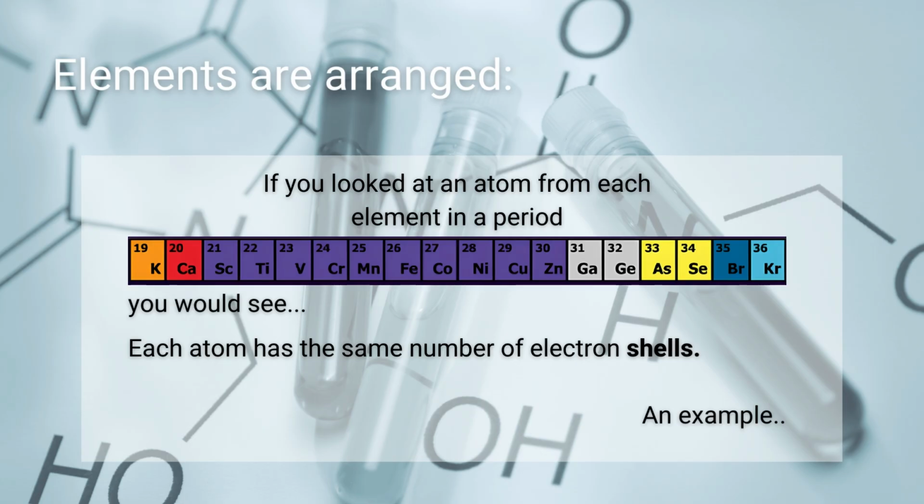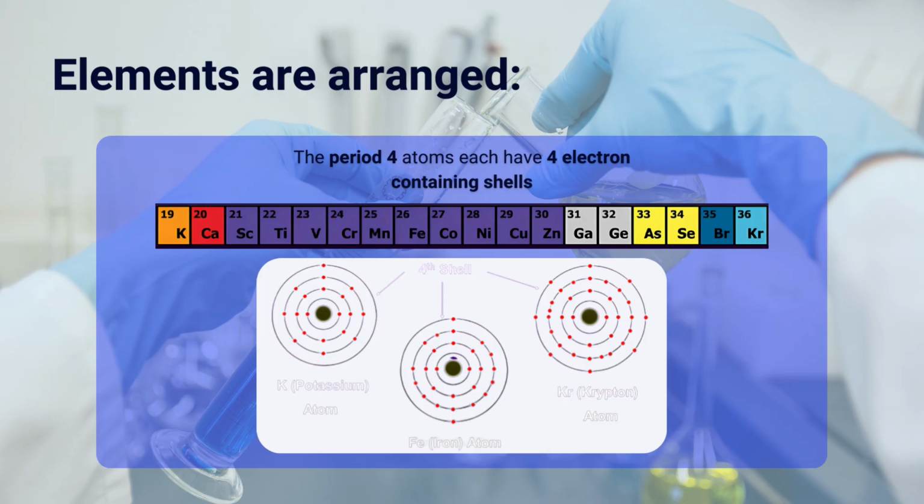Now, if we compare the atoms of different elements within the same period, we can observe that they have the same number of electron shells. An electron shell is a region around the nucleus of an atom where electrons are located. The number of electron shells an atom has is determined by the number of electrons it has. Understanding the number of electron shells an atom has is important because it helps us predict its chemical behavior and how it will react with other atoms. In this example, the period 4 atoms each have 4 electron-containing shells.